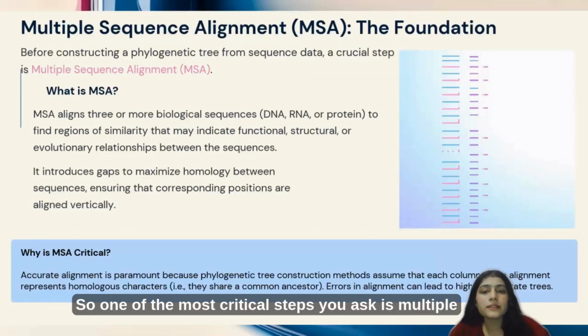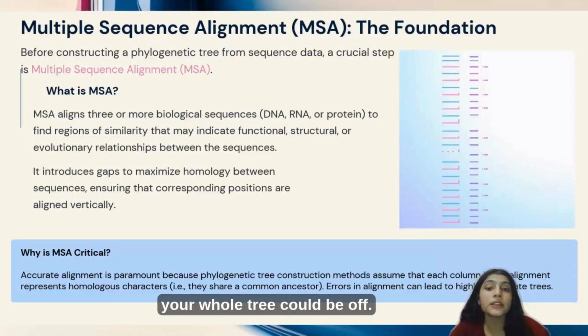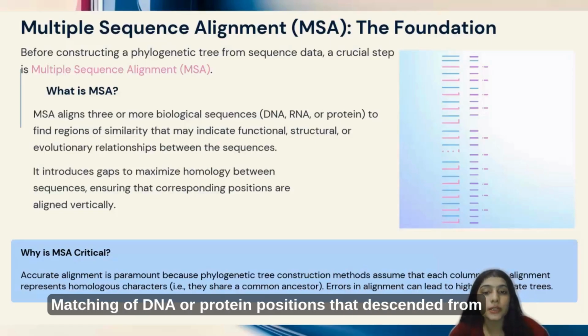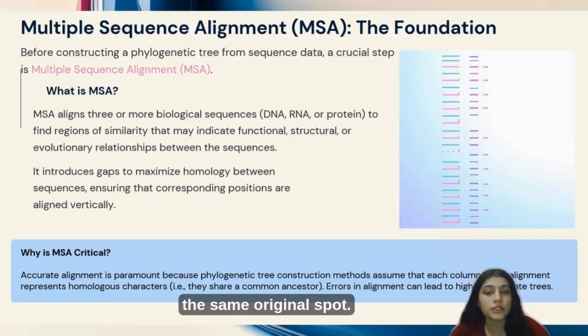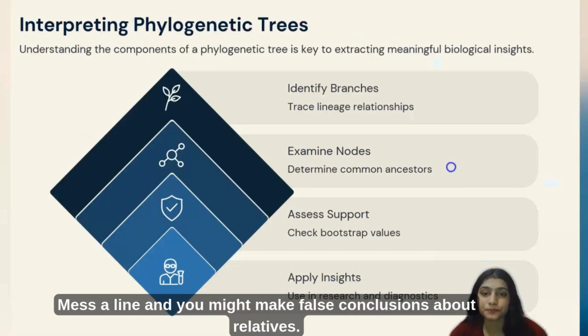So one of the most critical steps, you ask, is multiple sequence alignment. If you get this wrong, your whole tree could be off. The alignment ensures you're comparing apples to apples, matching up DNA or protein positions that descended from the same original spot. Misalign and you might make false conclusions about relatives.